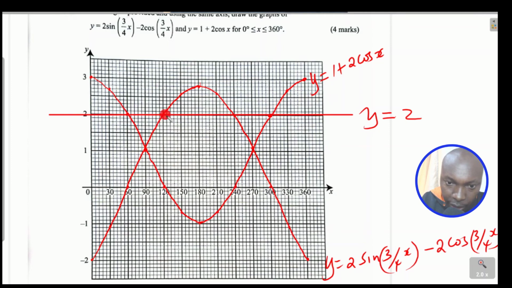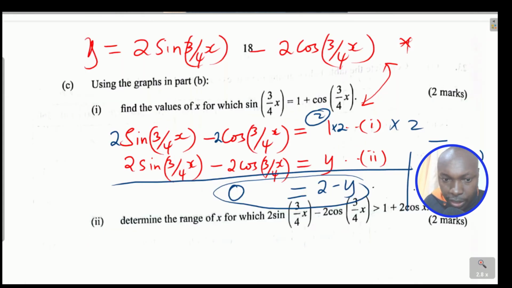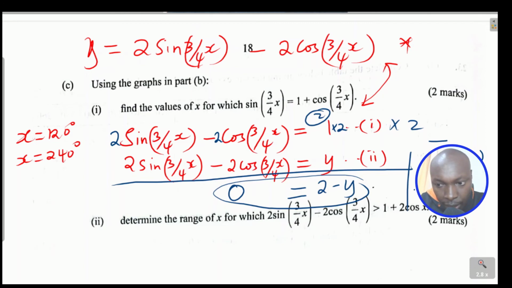So the point where the curve intersects with that line, y is equal to 2. This is the point, x is equal to 120. If you drop down, then the other point is here, and that one is x is equal to 240. So the solution is x is equal to 120 and x is equal to 240. As simple as that. Now, that is how you work out that part of the question.